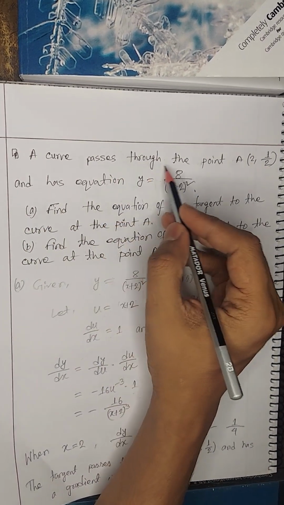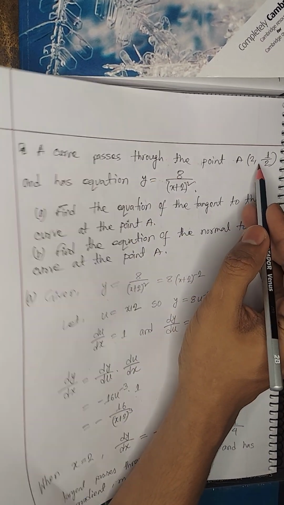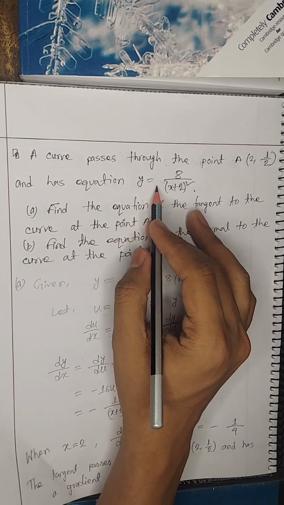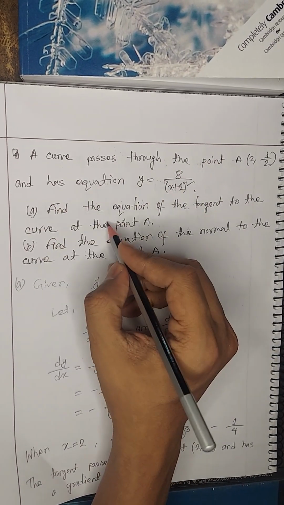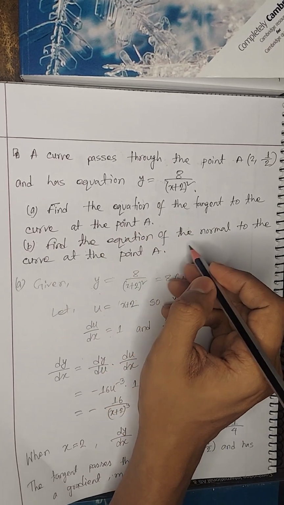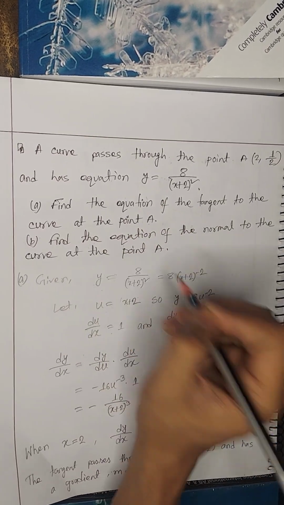A curve passes through the point A, which is (2, 5), and the equation is y equals 8 over (x plus 2) whole squared. We have to find the equation of the tangent to the curve at this point, and also find the normal to the curve at this point.